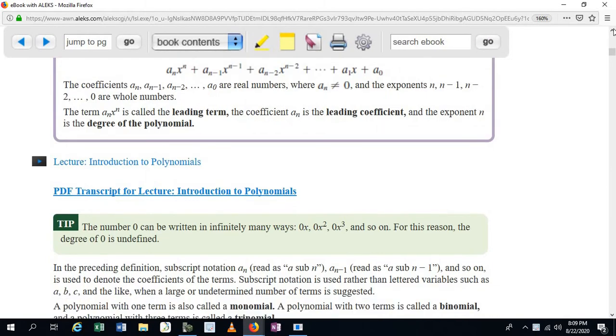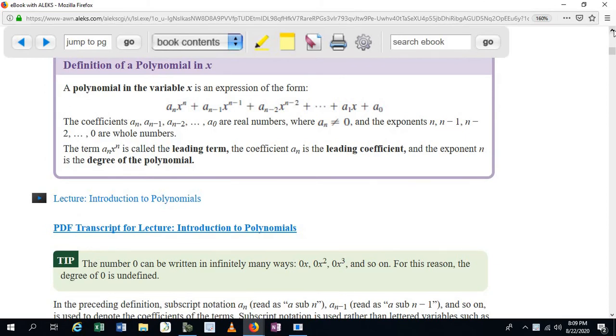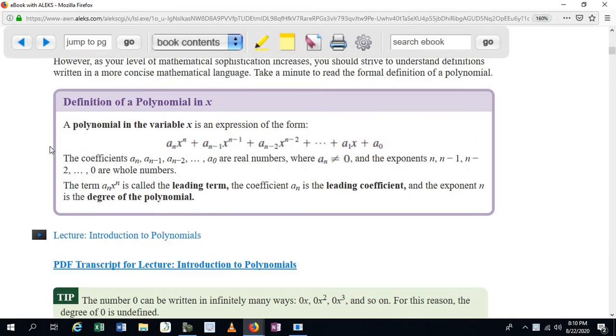And so the first thing we're going to look at is the definition of a polynomial written in terms of x. So a polynomial written in terms of x looks like this. The a sub n is the coefficient in front of the x raised to the n term, and then a sub n minus 1 is the coefficient in front of x raised to the n minus 1, and so on and so forth until you get to the last few terms of the polynomial. And so a sub 1 is the coefficient in front of the x raised to the first power term, and then the constant term is labeled as a sub 0.